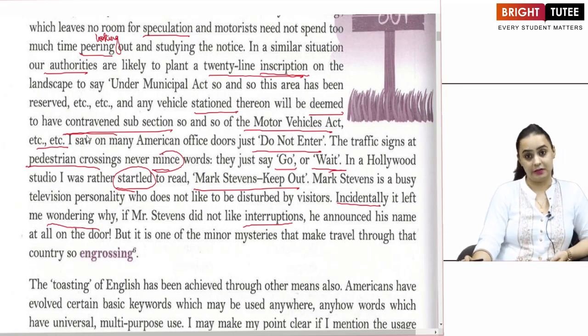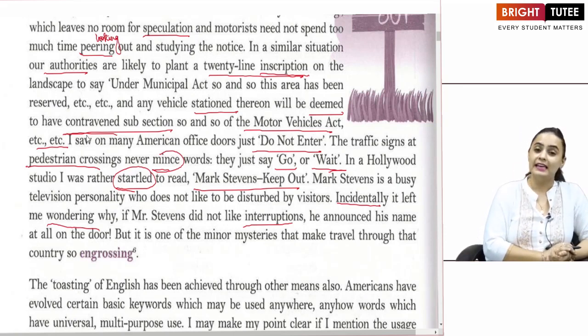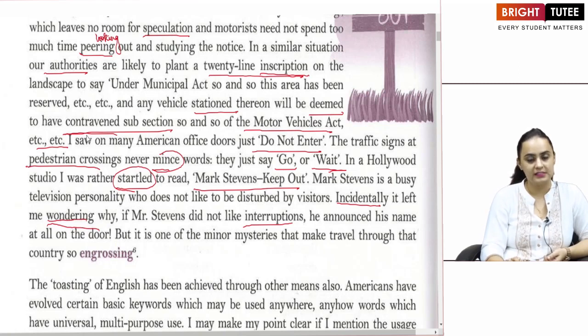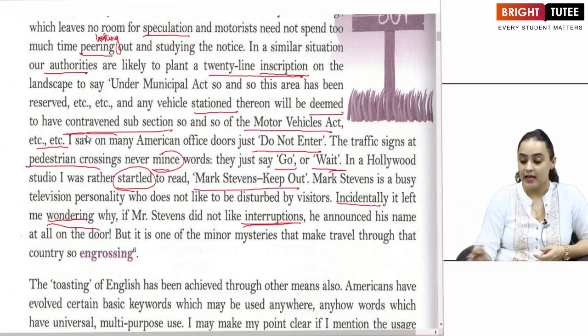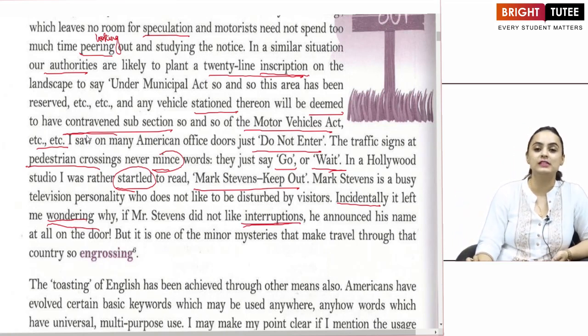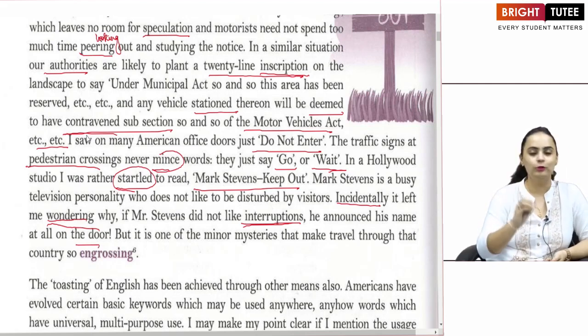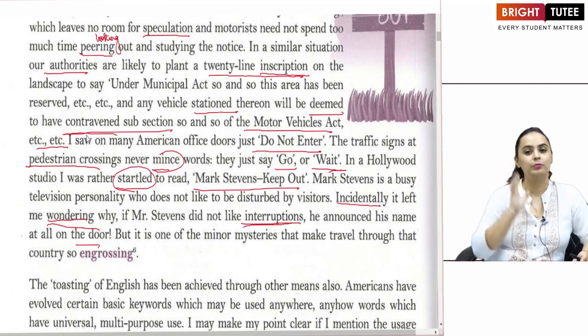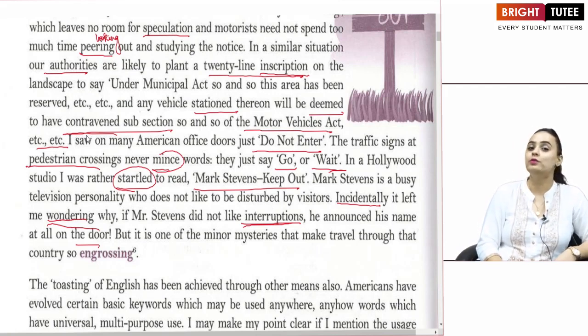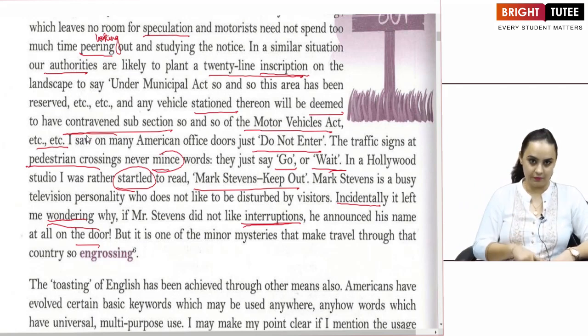Incidentally, it left me wondering. Now, when the author read this, he was thinking that if Mr. Stevens did not like any interruptions, if he did not like anyone to disturb him, then why did he disclose his name on the door at all? If he would not have told the people by writing it outside the door that it was Mark Stevens inside, then nobody would have got to know it. He first informed the people about his presence and then he gave them an instruction not to enter. So, the author was wondering why did he do it in the first place.